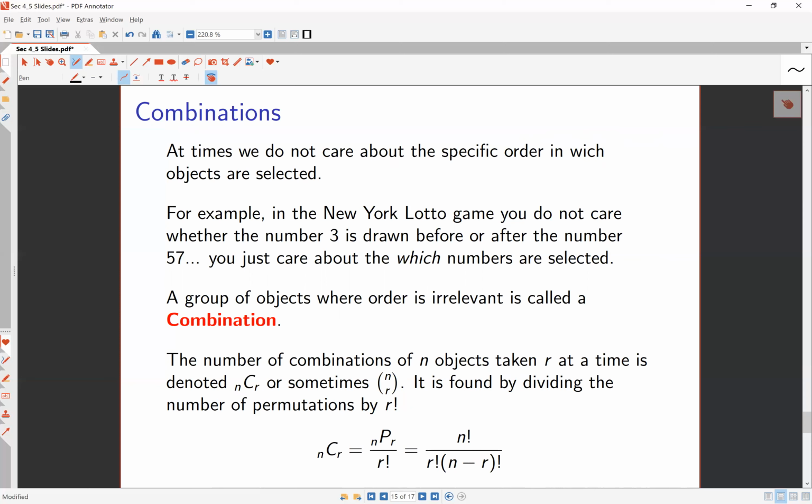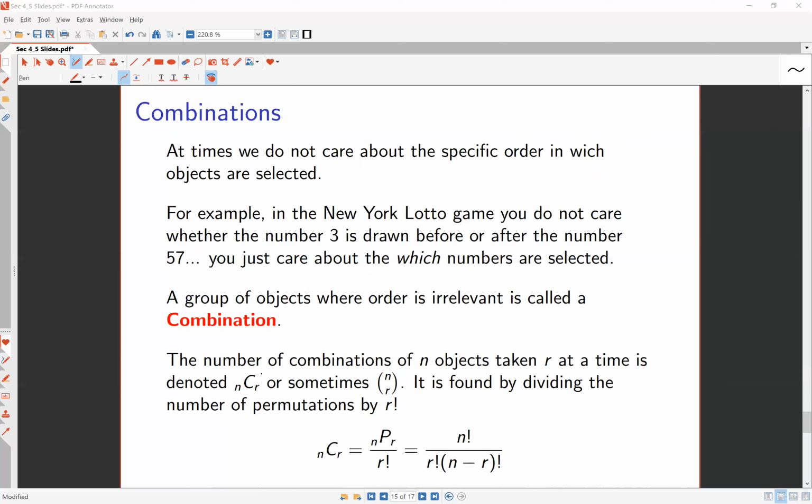A lottery is a system where you don't care in which order the numbers get drawn. If you have the number 3 and the number 57 on your lottery ticket, you don't care which one of those gets drawn first. You only care about which numbers ultimately get drawn. So if we're looking at a group of objects where the order is irrelevant, we call that a combination.